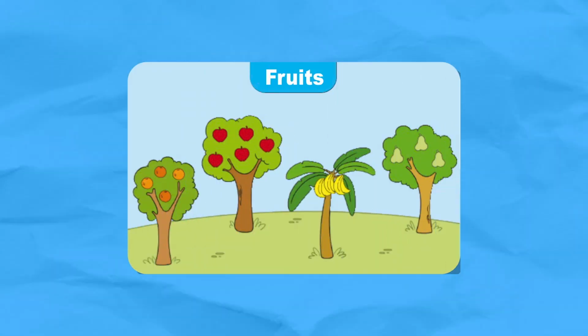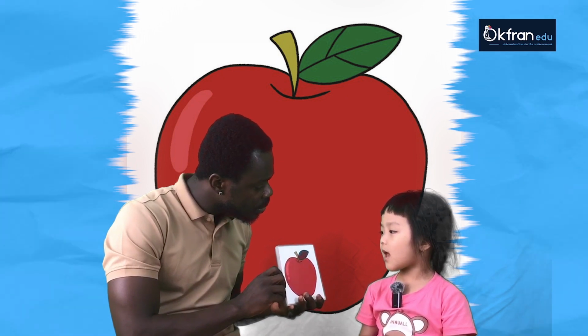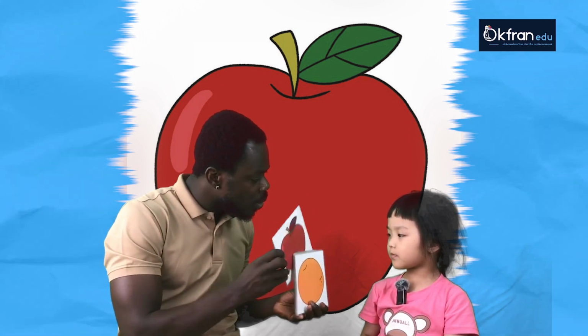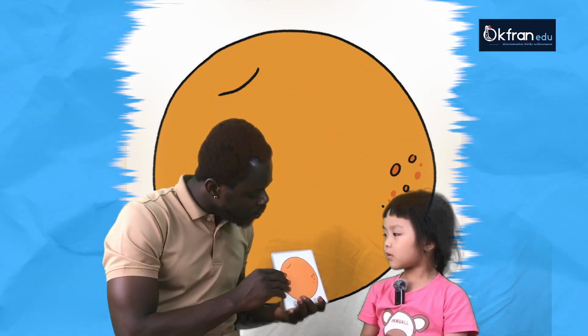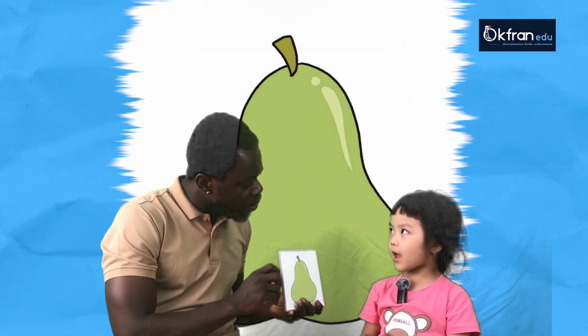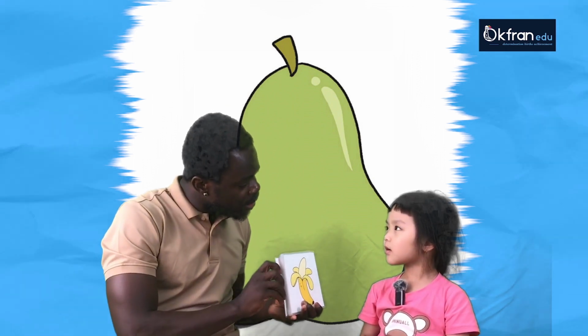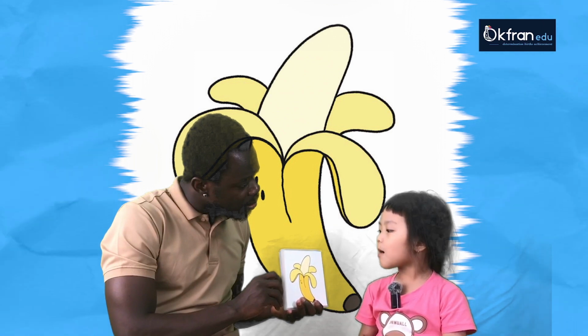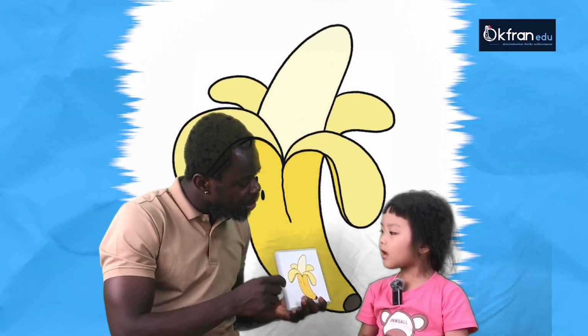Okay. Now let's look at some fruits that we have. What fruit is this? It's an apple. Now, what color is the apple? It's red. What's this? It's an orange. And what color is the orange? It's orange. And what's this? It's a pear. What color is the pear? It's green. And what fruit is this? It's a banana. What color is the banana?